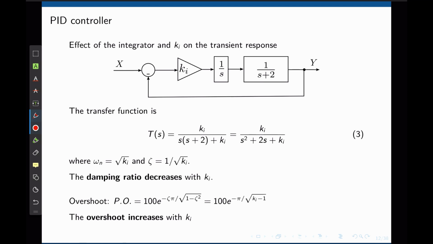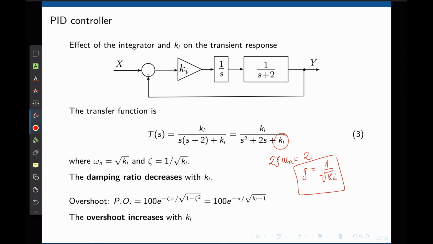If you write this in the standard form, we see that omega n squared equals ki, so omega n is the square root of ki, and 2 zeta omega n equals 2. Which means that zeta is simply 1 over the square root of ki. Clearly, from this expression, we see that by increasing the integral gain, the damping ratio decreases. If the damping ratio decreases, the overshoot will increase. And this is the downside of using an integral controller.